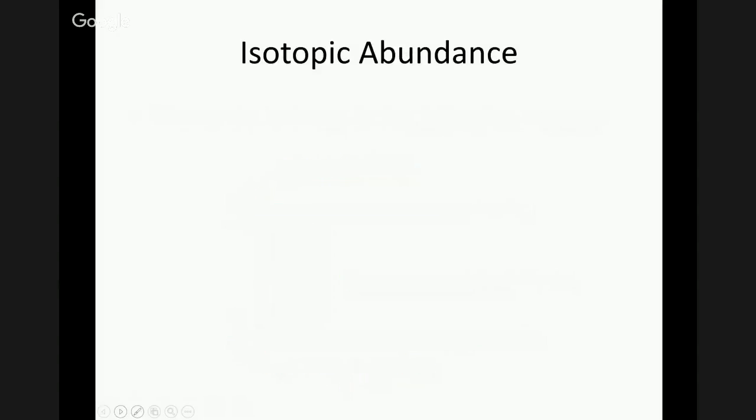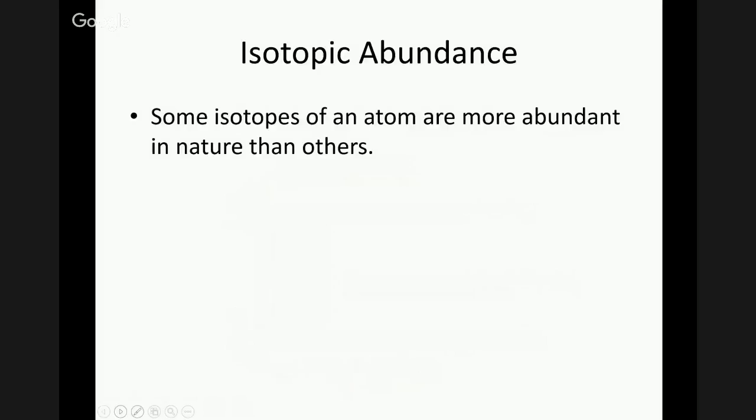Now, this leads us to the last idea we're going to talk about today, which is that some of the isotopes of an atom are more abundant in nature than others. And that word abundant just means how often we find it. How much of it is out there?